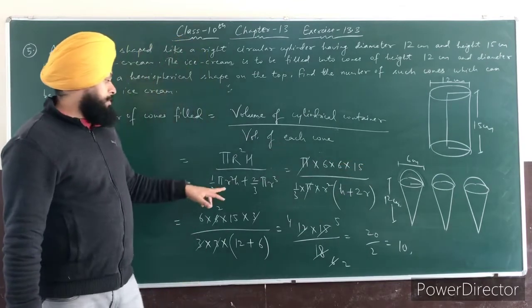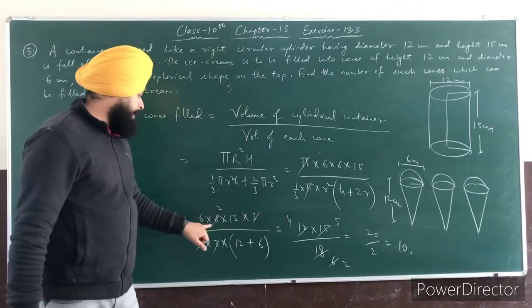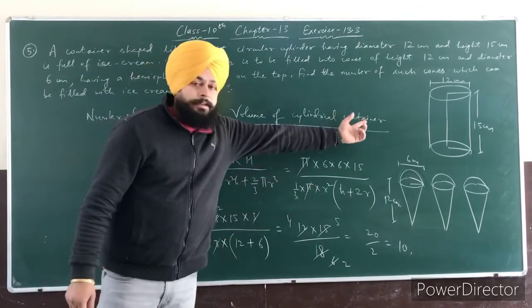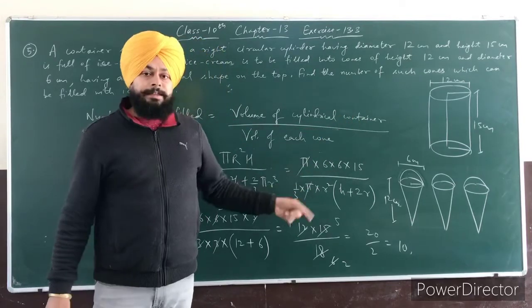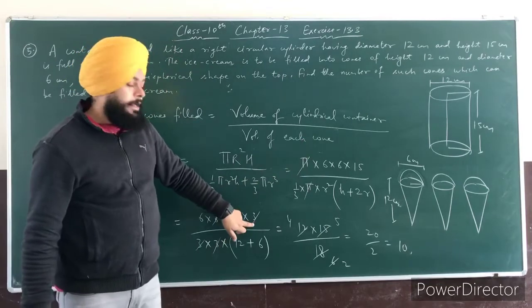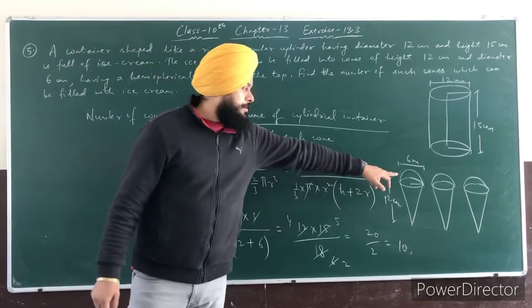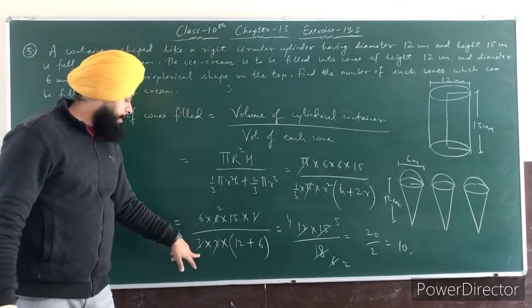Clear? So you can cancel this pi, 6 into 6 into 15 right here, 1 by 3. You can take this 3 in the numerator. Clear students? Because this 3 का क्या होगा reciprocal, तो उसे हम लिखेंगे in the numerator. So pi cancel. Radius of this cone is 3 because the diameter is 6. So that's why radius is 3 into 3.